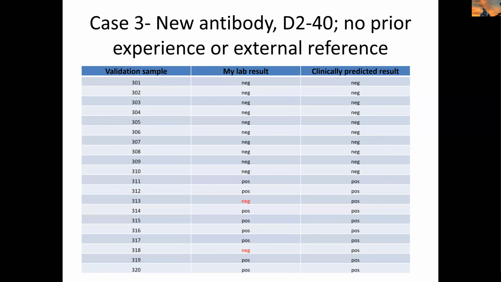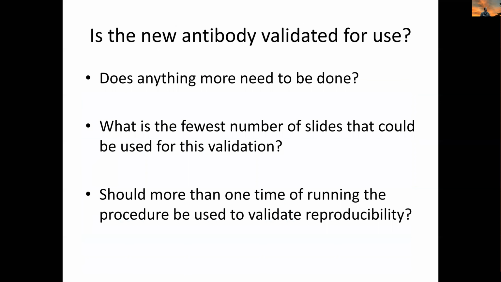All right, new antibody to D240, and you have no experience with this antibody. You've never used it before, and none of your peer laboratories in the neighborhood are using it. You're the first guy on the block with this test, and you do your assay and you go, oh, we've done 20 cases. That's our standard number. And look what we've got. We've got 2 discrepants. Well, is it validated? Yes, we hit the bar.